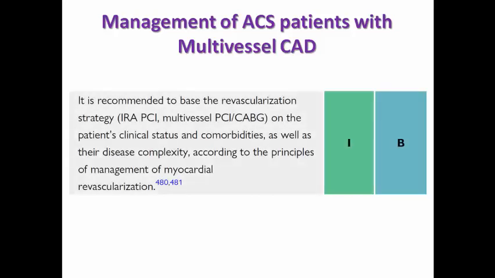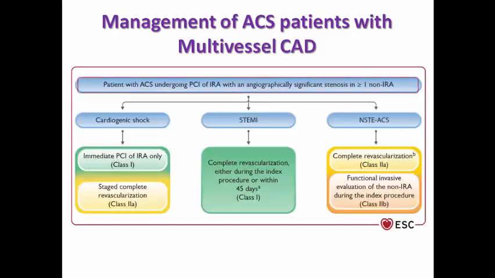So the final conclusion as a recommendation for those with multivessel coronary artery disease is that we should base the revascularization strategy, either infarct-related artery PCI, multivessel PCI or CABG, on the patient's clinical status and comorbidity plus the disease complexity according to the principles of management of myocardial revascularization. And we end the video with this interesting diagram regarding patients with acute coronary syndrome undergoing PCI of the infarct-related artery with angiographically significant stenosis in one or more non-infarct related artery.